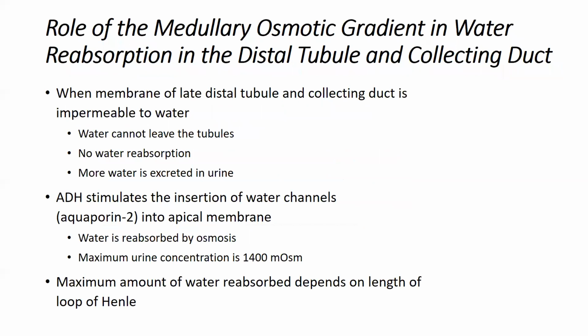What part of the tubules is this affecting again? I keep driving this point home. What part of the tubules is regulated? The distal convoluted tubule and the collecting duct. Good. So water cannot leave the tubules if you don't have aquaporin channels. No water will be absorbed. More water will be lost or excreted in the urine.